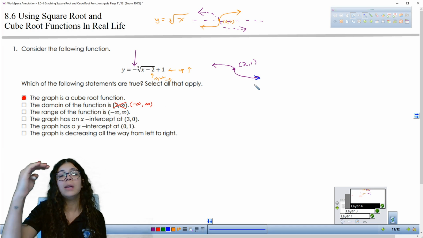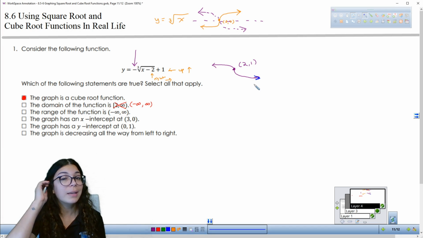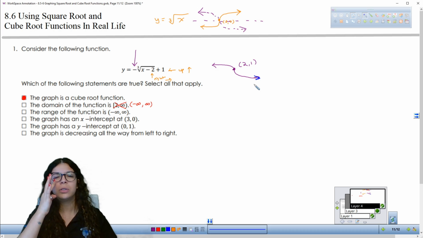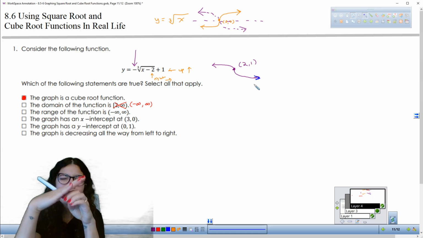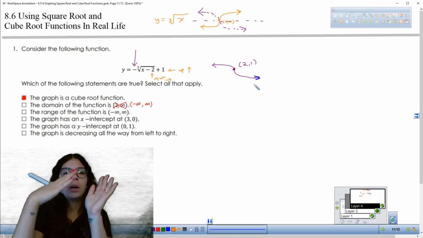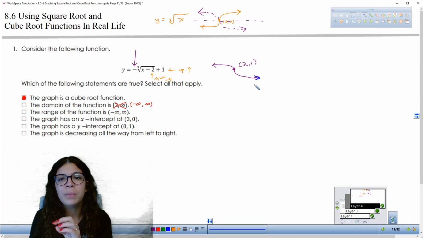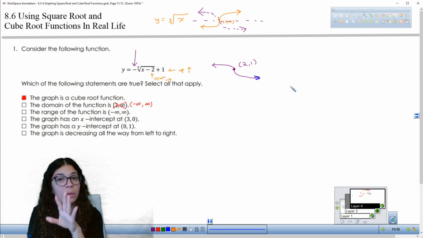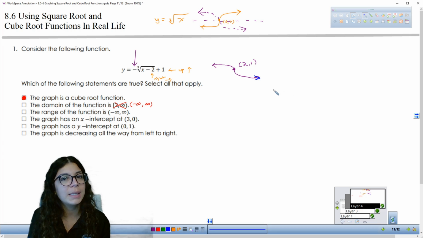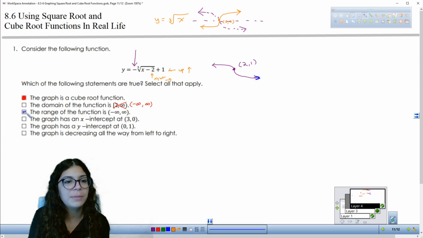Now, again, it looks like it's flat, but it's not flat. If you zoom in closer and closer, you will see that that is slightly getting larger and larger on the left, and on the bottom, this is just slowly going to continue to go down. Very slow, but it does. So the range is from negative infinity to positive infinity. That is correct as well.